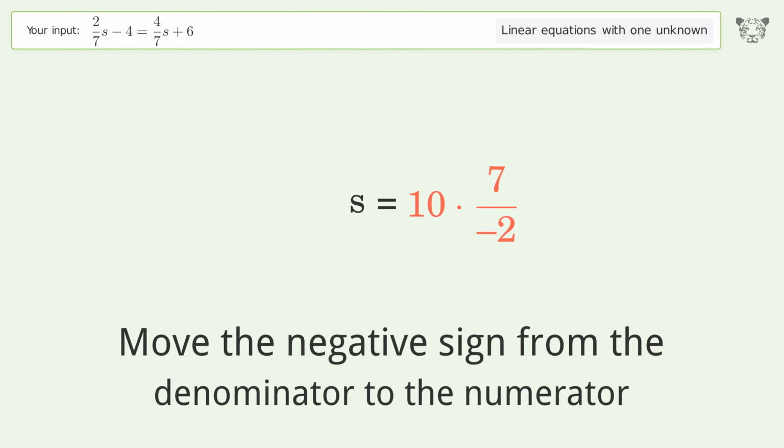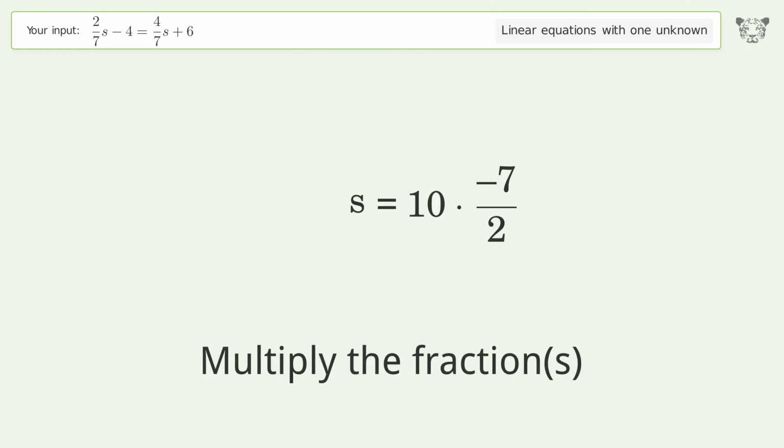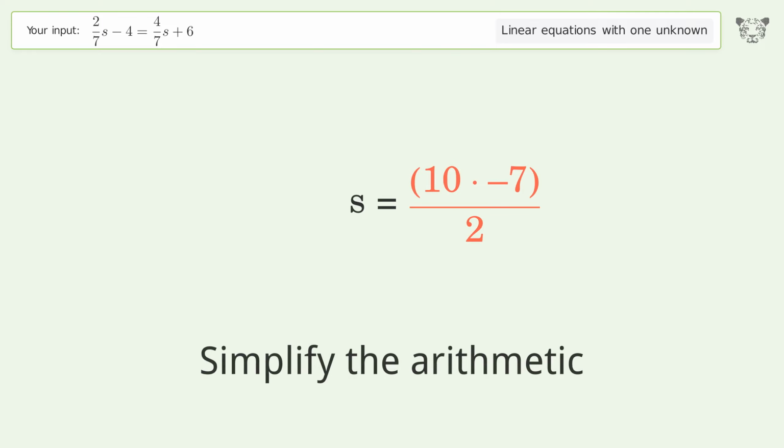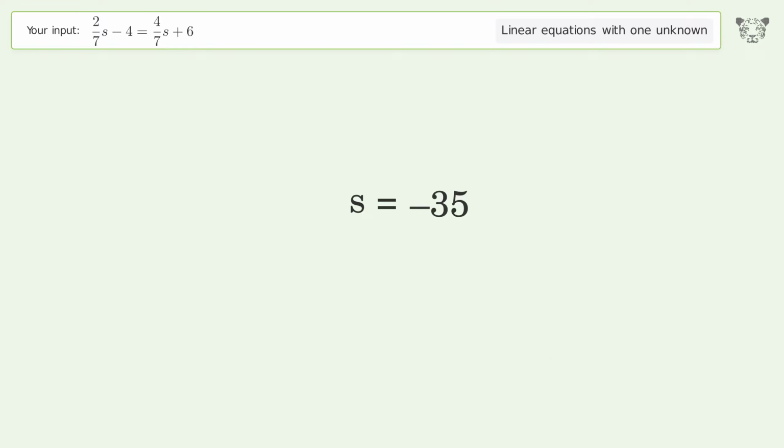Move the negative sign from the denominator to the numerator. Multiply the fractions. Simplify the arithmetic. And so the final result is s equals -35.